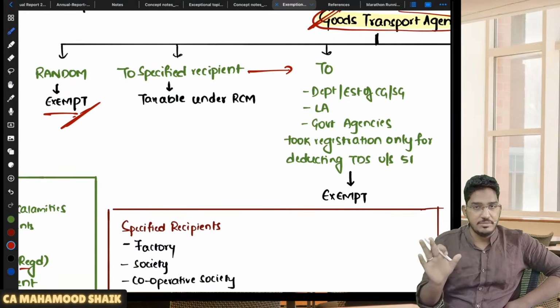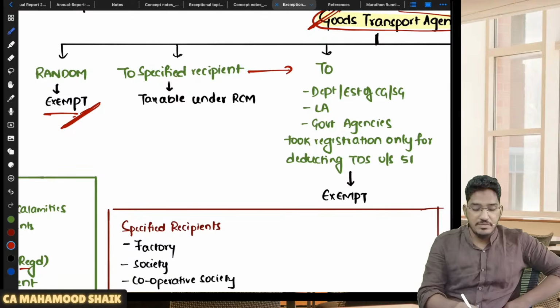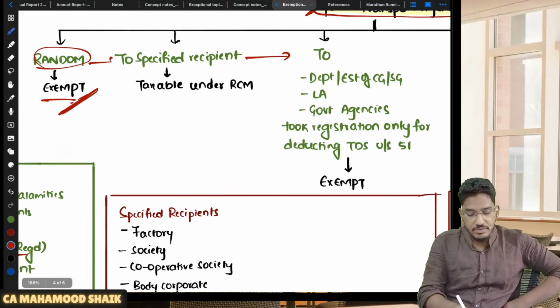If the goods are falling under the random category, here itself it will end. The discussion ended. Exempt. Goods are getting transported through GTA, and if the goods are falling under random category, exempt. That's all. No need to go to the next point. But in case the goods are not falling under random category, then you come to the next point.